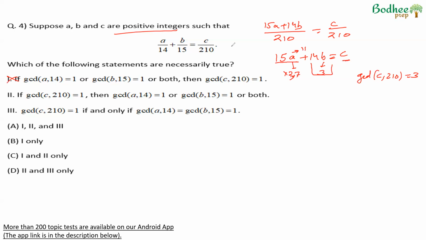By simply putting a as 3, b as 3, I am able to prove that this is not always true, and hence 1 is not always true.